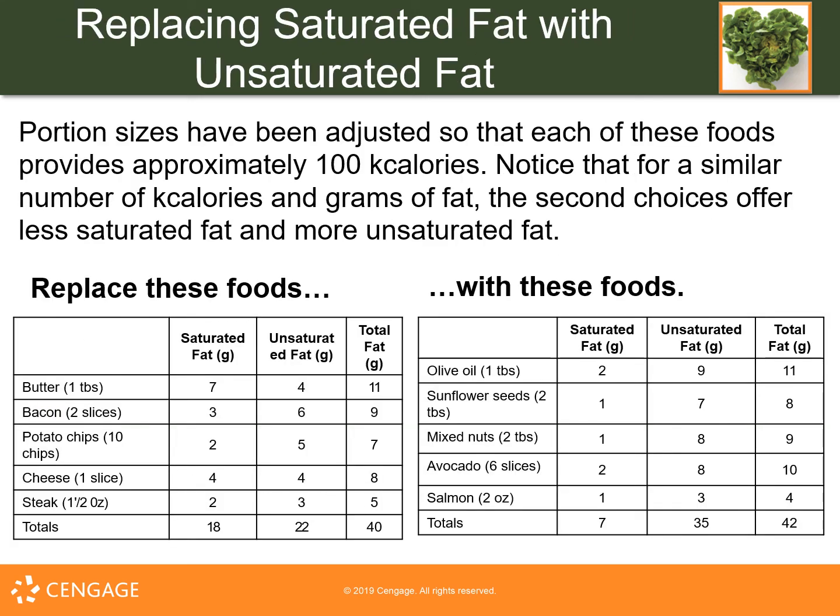Replacing saturated fat with unsaturated fat. Portion sizes have been adjusted so that each of these foods provides approximately 100 calories. Notice that for a similar number of calories and grams of fat, the second choices offer less saturated fat and more unsaturated fat. The first example is butter versus olive oil.